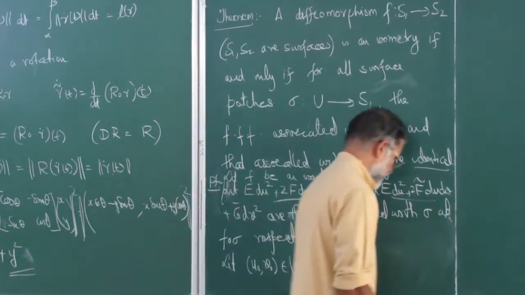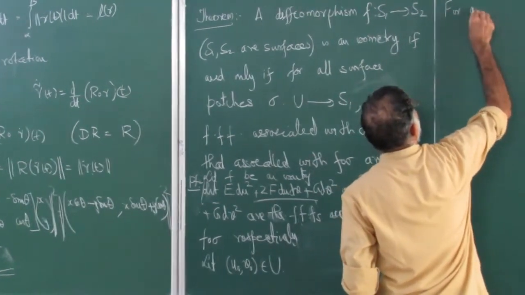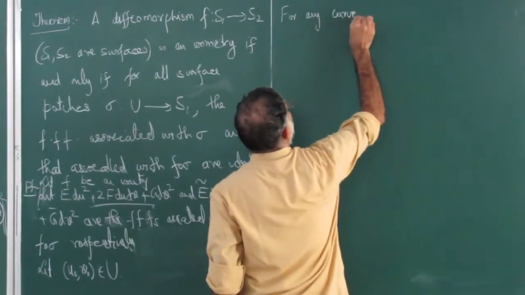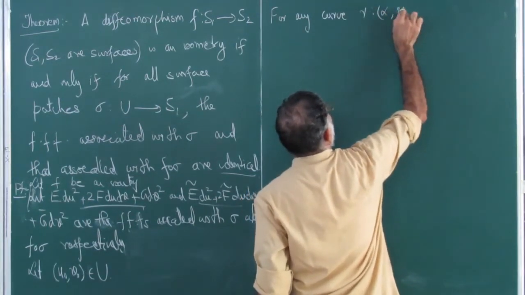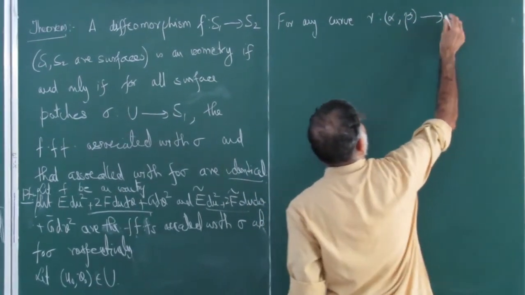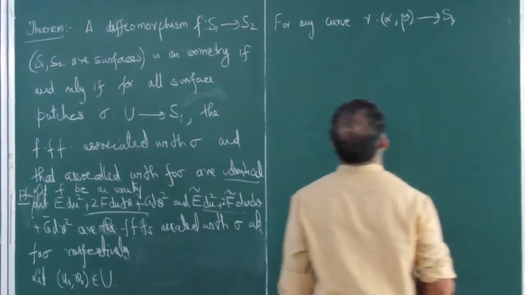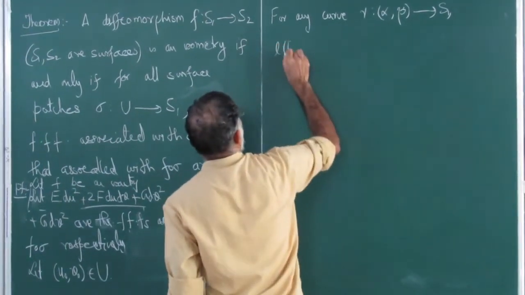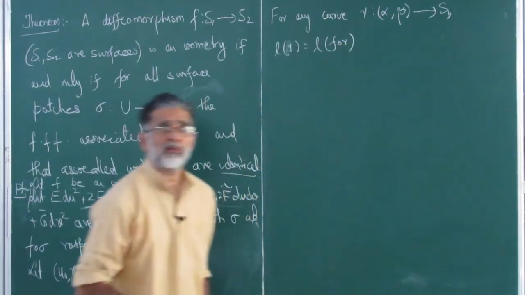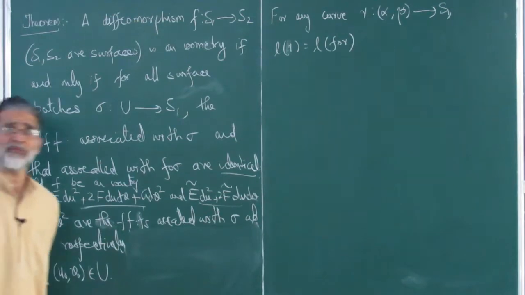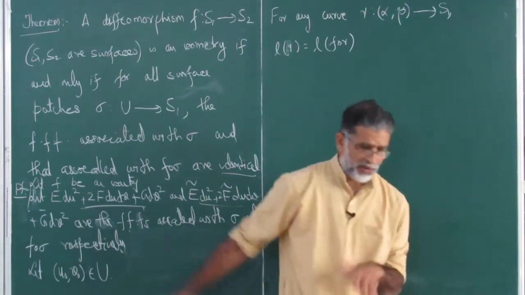Now, what we do is take any curve. This is a very arbitrary one. For any curve gamma, from anywhere, so alpha beta is also arbitrary, to S1, the length of gamma is equal to the length of F composite gamma. This is known to us, because F is an isometry, then by definition, for any curve, length of gamma equals length of F composite gamma. We will come back to this.